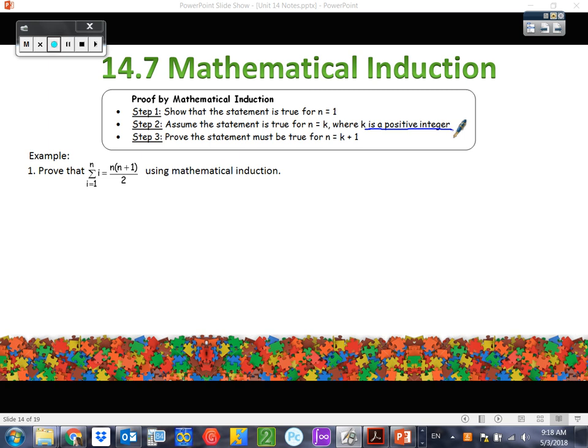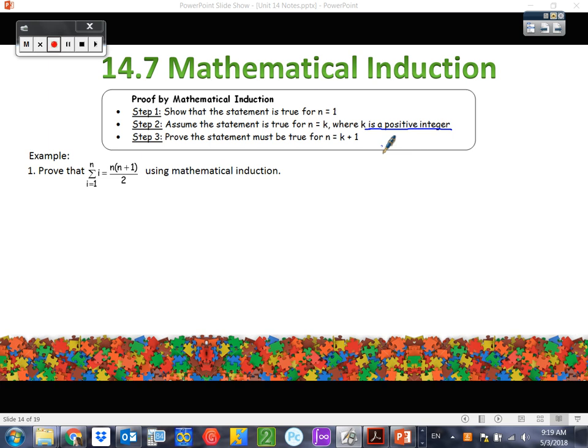So we show the statement is true for n equals 1. We assume the statement is true for n equals k. That's step 2. And then step 3, we prove the statement must be true for the next term, for k plus 1. And that's the process. Okay, so it's a bit abstract. So let's walk through the first one.